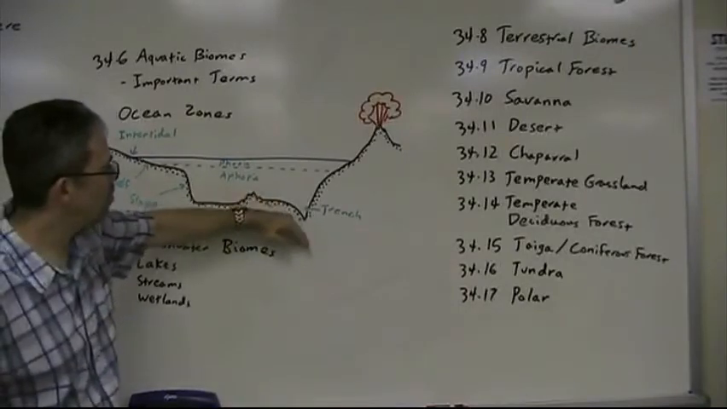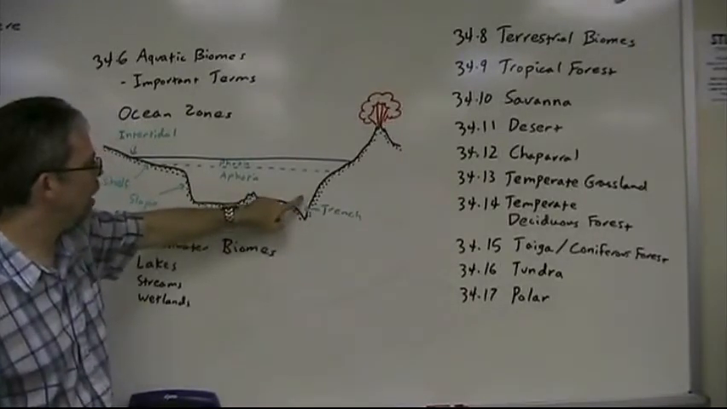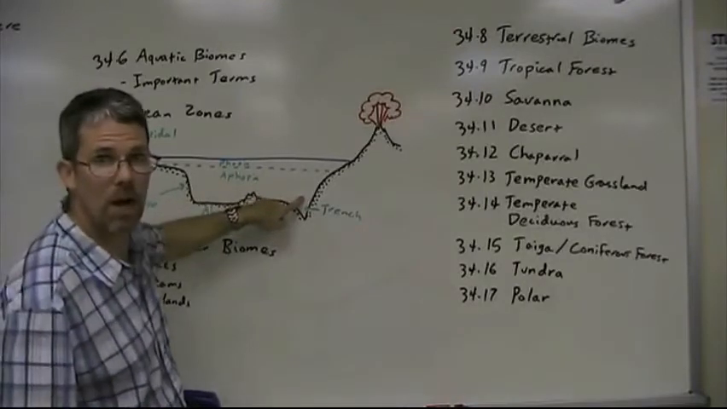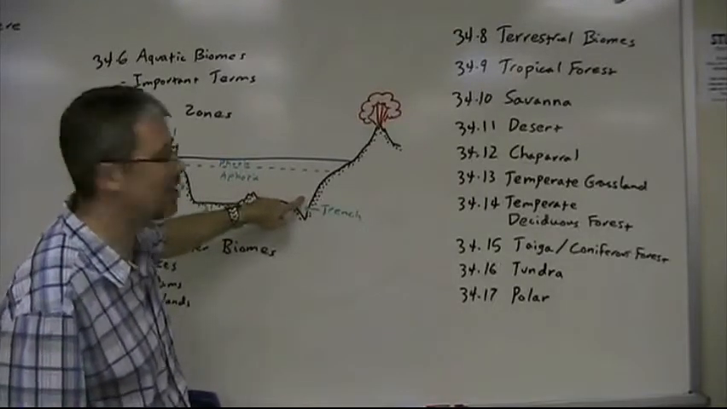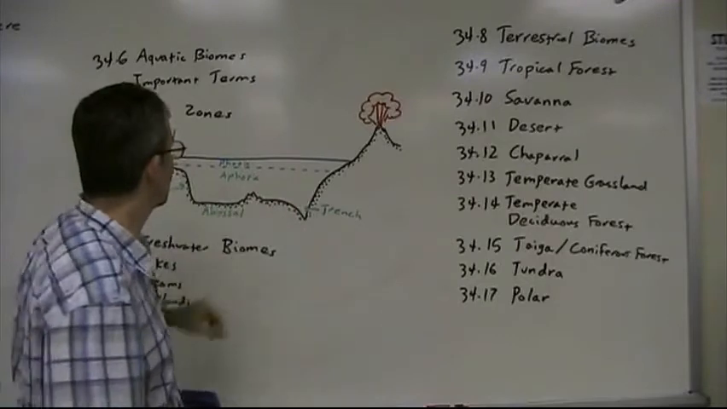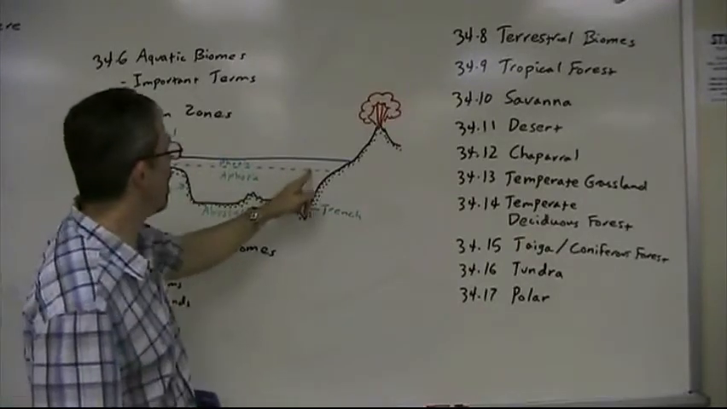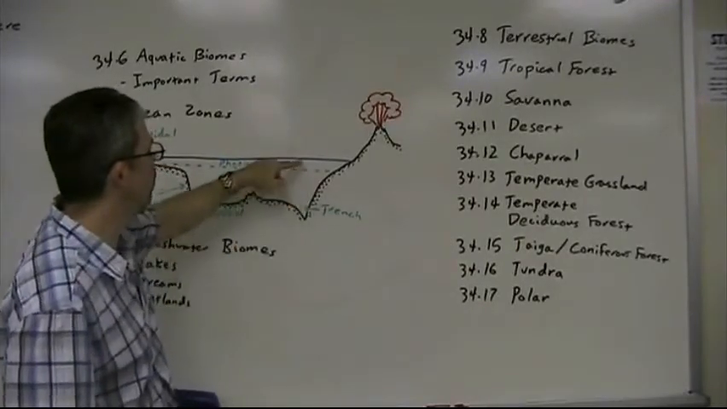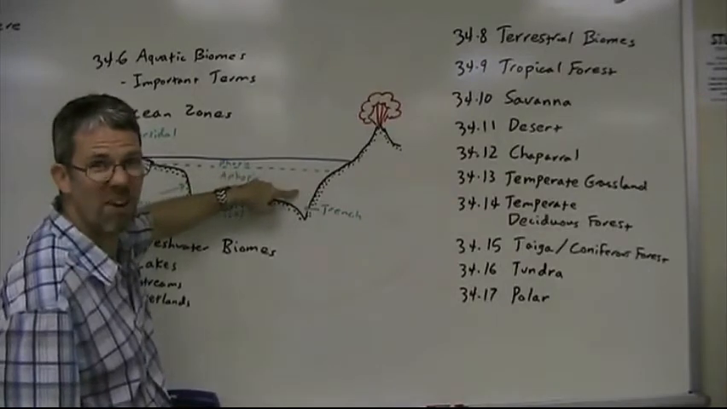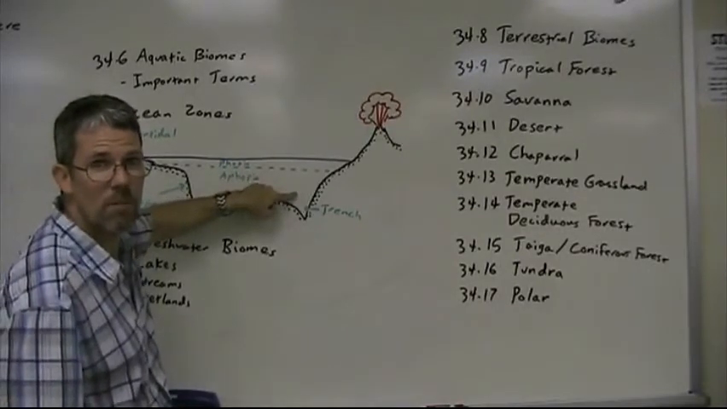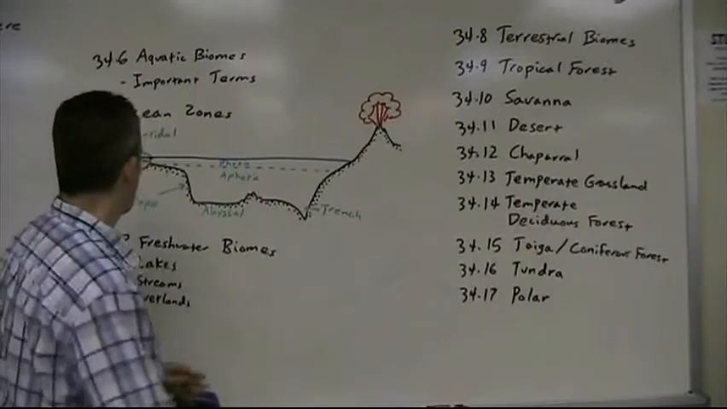Where you may have some geologic activity, you may have a trench, which can get quite deep, up to 7 miles in some cases. This dashed green line represents the difference between the photic areas of the ocean and the aphotic areas of the ocean. It's pitch black at the bottom of the ocean.